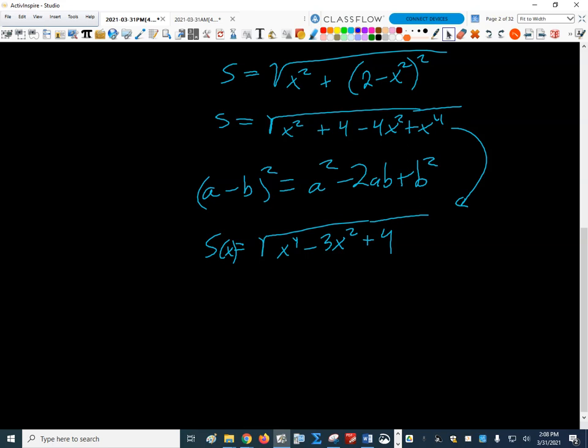So can anybody think of a trick that we could pull here? Is there a different function maybe that we could choose that's going to give us the same answer? Because we just want to know what's the x value that minimizes the distance.